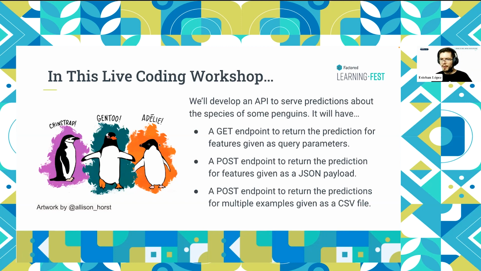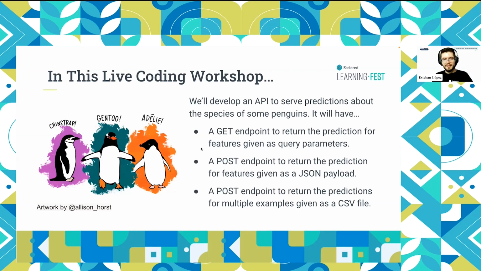In particular, we want our API to have 3 endpoints. A GET endpoint to return the prediction for the features given as query parameters. I'm going to get into what query parameters are in a moment if you don't know. A POST endpoint that returns the prediction given a JSON payload that we send to the backend, and a POST endpoint to return predictions for multiple examples that we send as a CSV file.